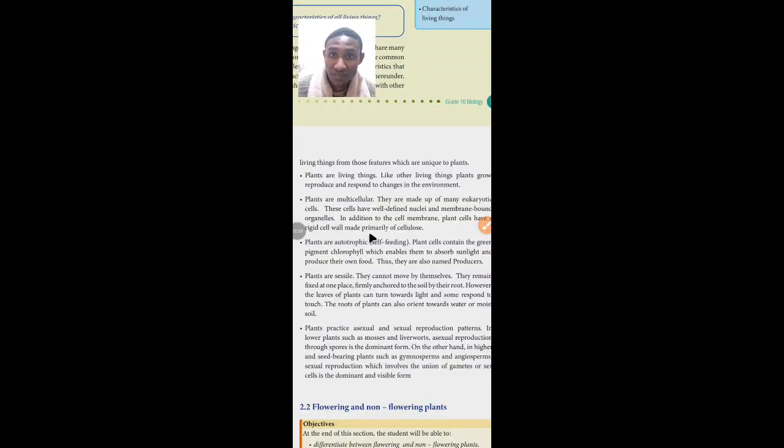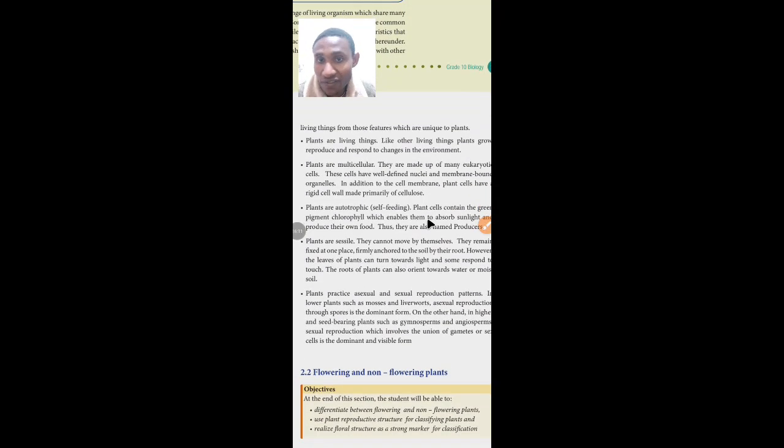Generally, plants are obviously living things. They are multicellular because they are made up of different cells, and they are eukaryotic, which means they have true nuclei, and eukaryotic means their nucleus is a membrane-bound organelle. So it's not like that of the blue-green algae and the bacteria, which are prokaryotic organisms. And they also have a rigid cell wall, which is made up of cellulose.